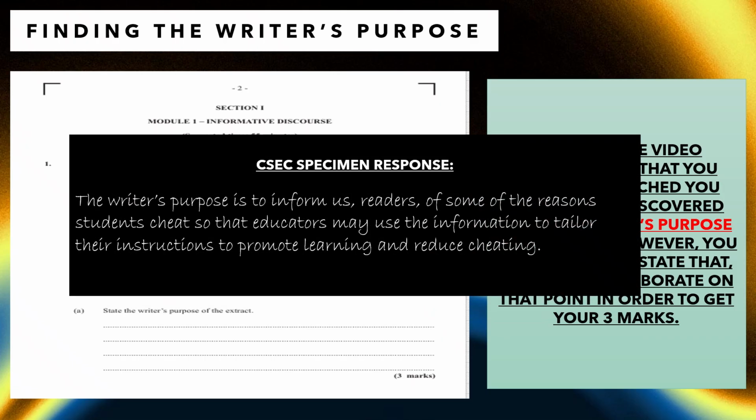The CSEC specimen response to the given question is as follows. And it reads, the writer's purpose is to inform us readers of some of the reasons students cheat so that educators may use the information to tailor their instructions to promote learning and reduce cheating. Okay, so I guess you get 1 mark to say inform us, and you get another mark to say what you are informing them of.